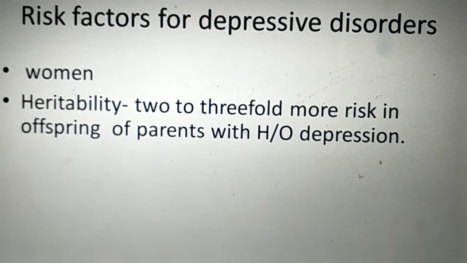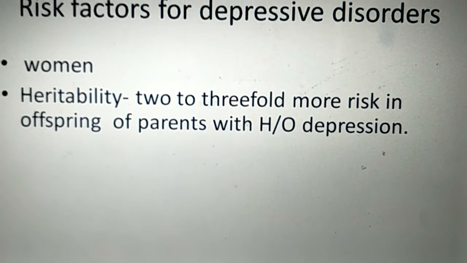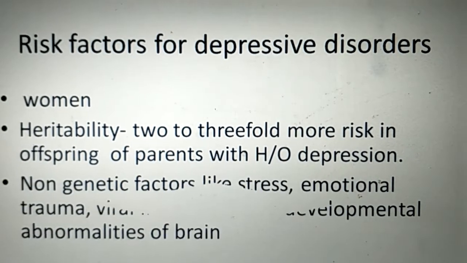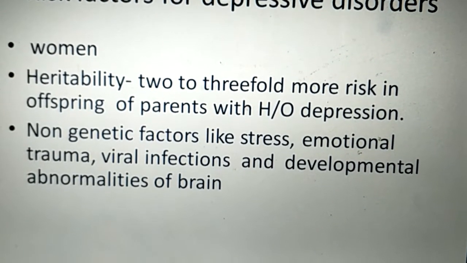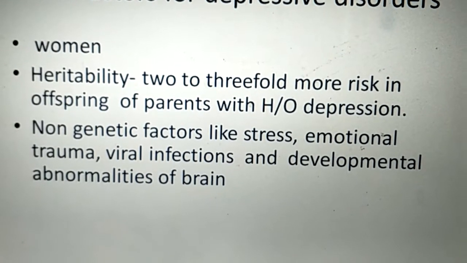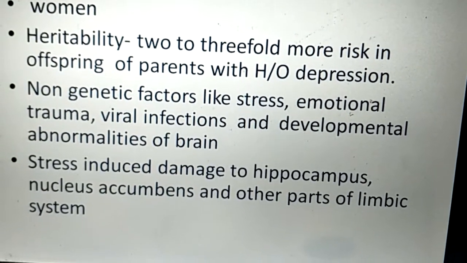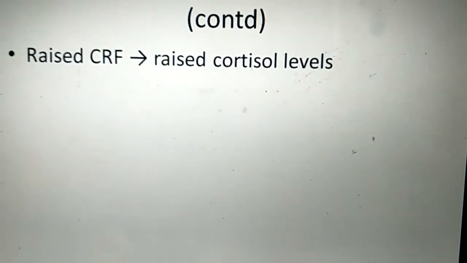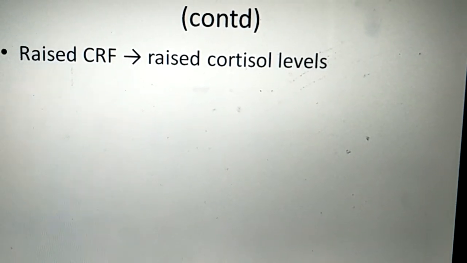Genetic factors play a role, as the incidence is 2 to 3 folds higher in the offspring of parents who have a history of depression. Then non-genetic factors: common stress, emotional trauma, central viral infections, and some developmental abnormalities of the brain have also been blamed. Damage to the CNS, stress-induced damage in the limbic part, is implicated in some theories. Raised levels of corticosteroids secondary to raised corticotrophin releasing factor are implicated in the causation.